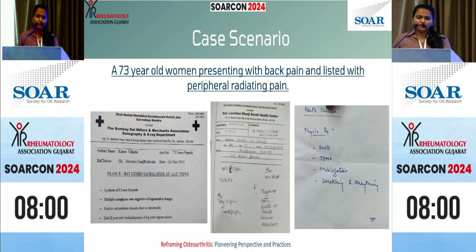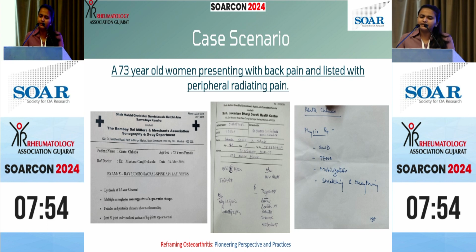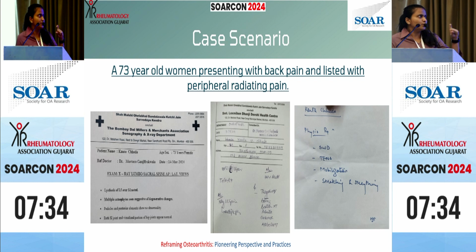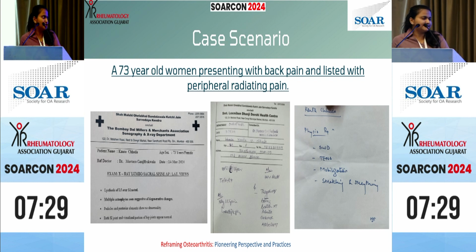This was a 73-year-old patient with low back pain radiating to the periphery since 3 months, difficulty in walking, and difficulty standing more than 2 minutes, with claudicating pain which started after 5 minutes. The NPRS was 8/10. The MRI showed L5-S1 retrolisthesis, canal stenosis, osteophytes, and facetal arthropathy. The doctor advised physio mainly focusing on SWD, TENS, mobilization, stretching, and strengthening.